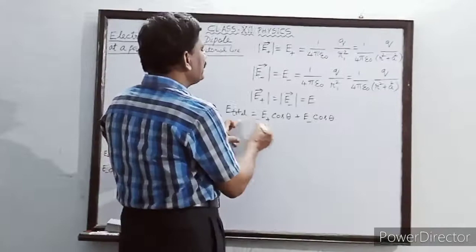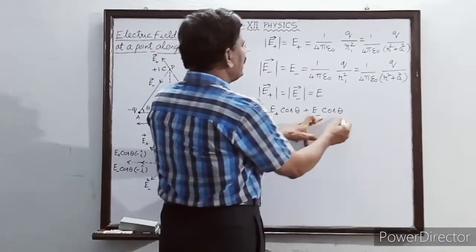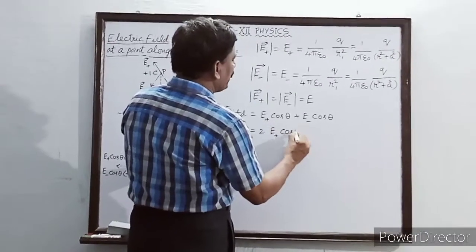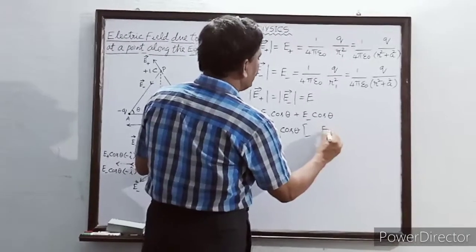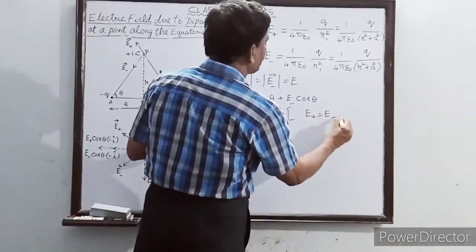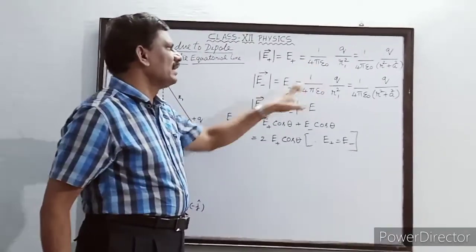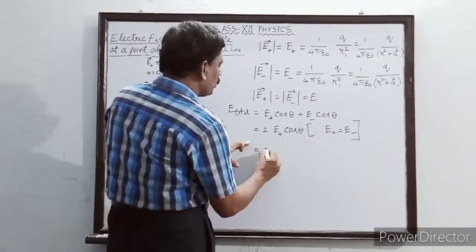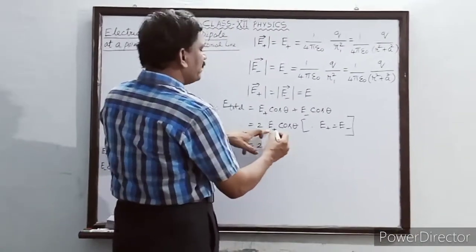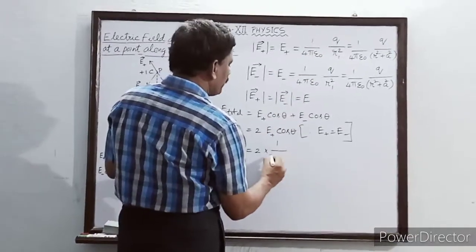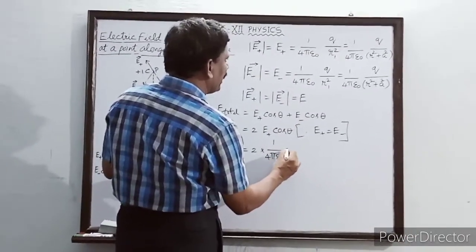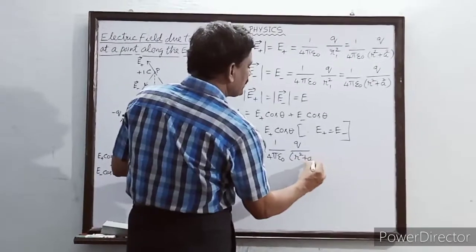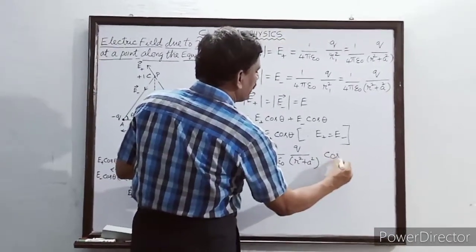So E total is equal to what? E plus cos theta plus E minus cos theta, and this can be written as 2 into E plus cos theta. This is because E plus is equal to E minus in magnitude. Because E plus as well as E minus both are one and the same in magnitude. I am going to substitute. So this is equal to 2 into, instead of E plus, what can I write? 1 by 4 pi epsilon naught into Q divided by R square plus A square into cos theta.